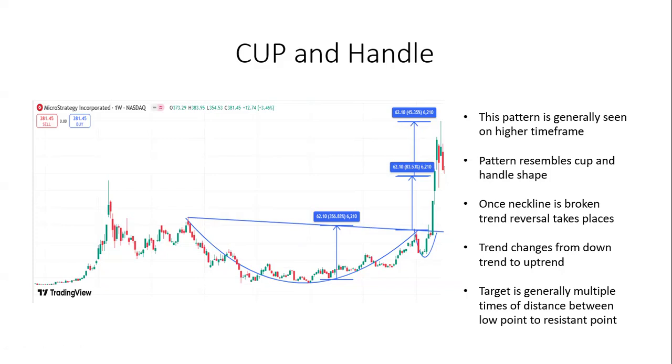Cup and handle is generally used in the higher time frame, basically the weekly or monthly time frame. In the lower time frame, it is not that useful. And here also we can see the sideways or downtrend has changed to an uptrend. So this is a bullish reversal pattern.